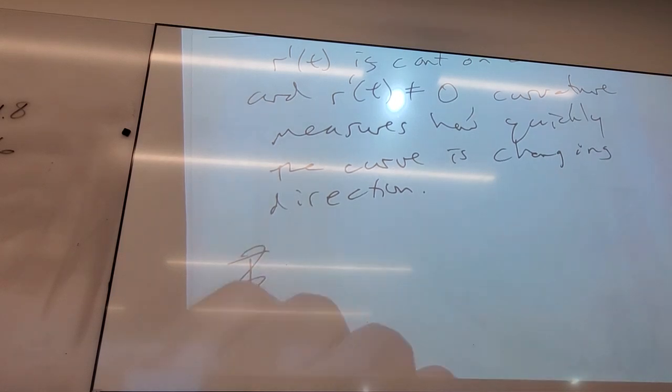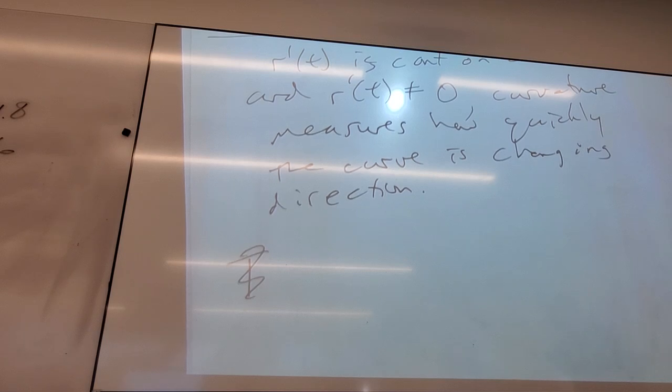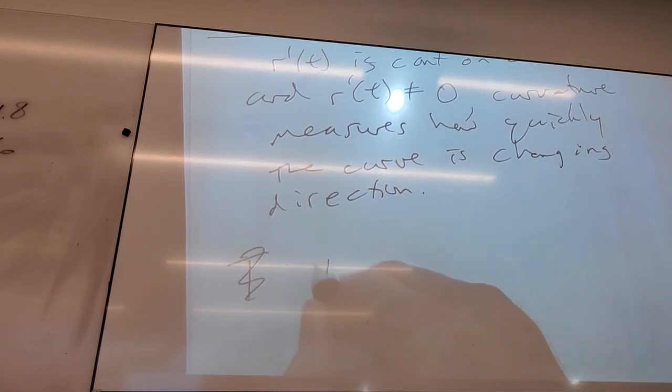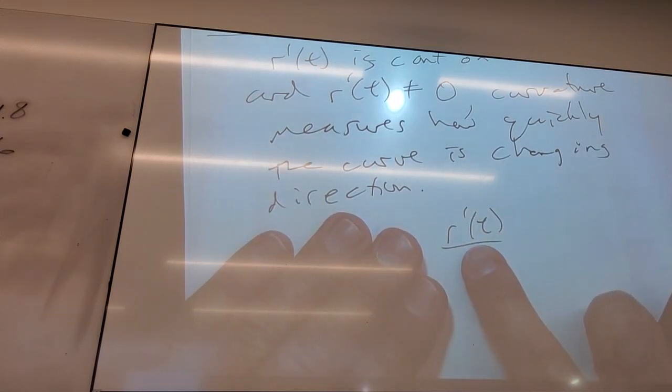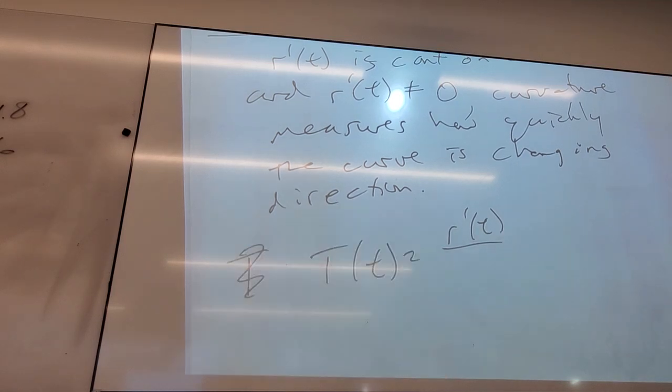I think last time I defined the unit tangent vector. Yes, I did, okay, good. So the unit tangent vector, what was that? R prime over the length of R prime. R prime is pointing in the direction of the tangent vector. And if I have a circle, that's always perpendicular, but if I don't have a circle, then it doesn't have to be perpendicular to the space curve itself.